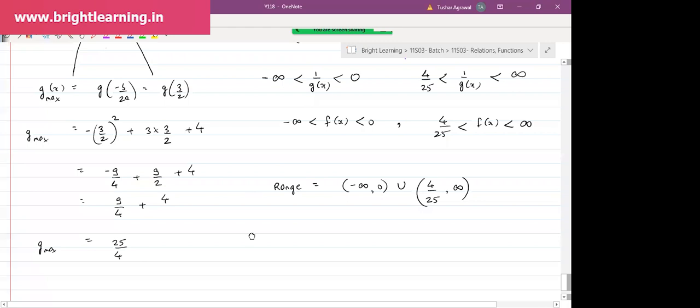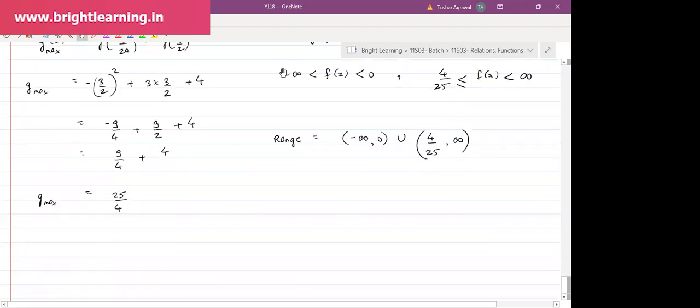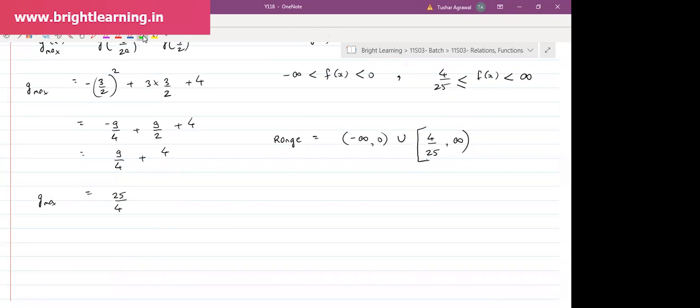Okay. Wait. One mistake I did. G of X can be equal to, here equality is allowed. So here it will be a closed interval, here it will be a closed interval, here it will be a closed interval. This will be the answer.